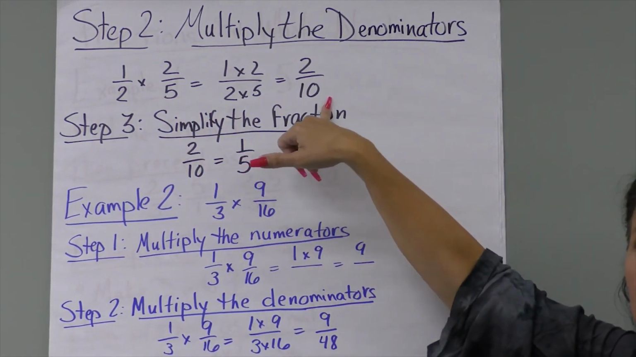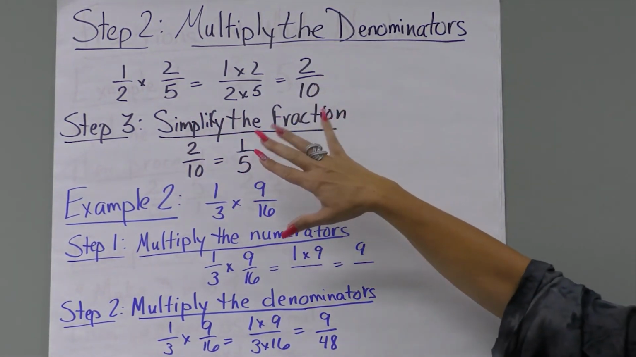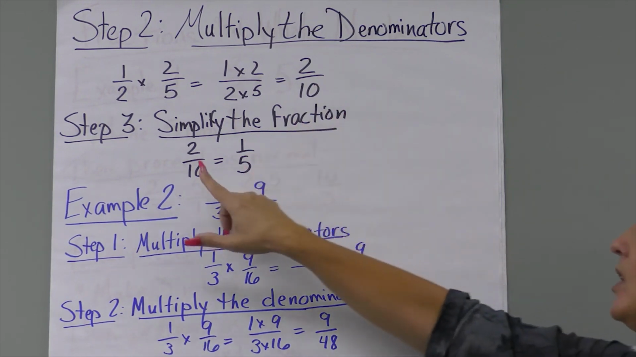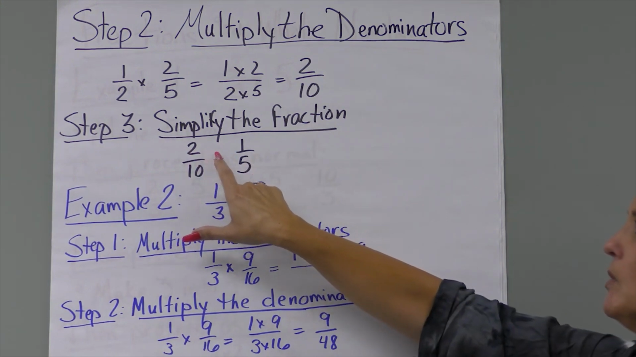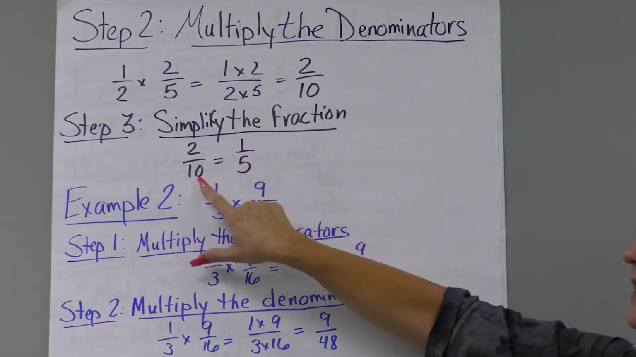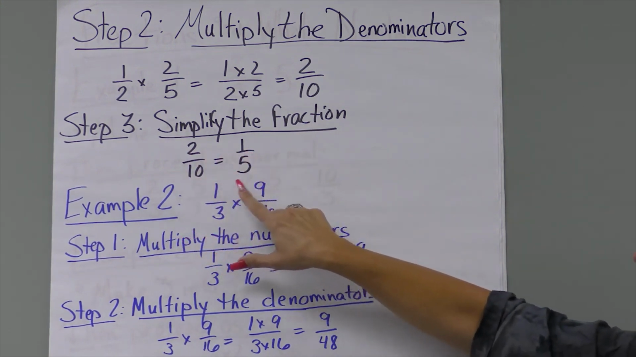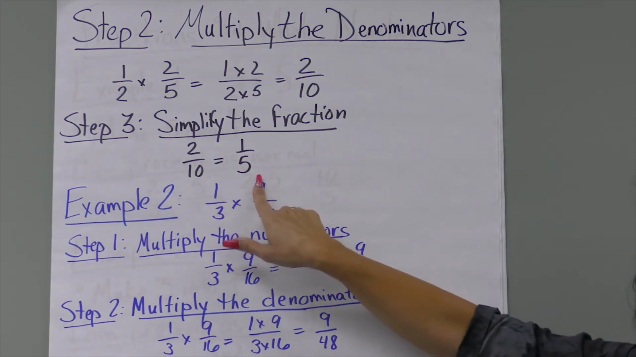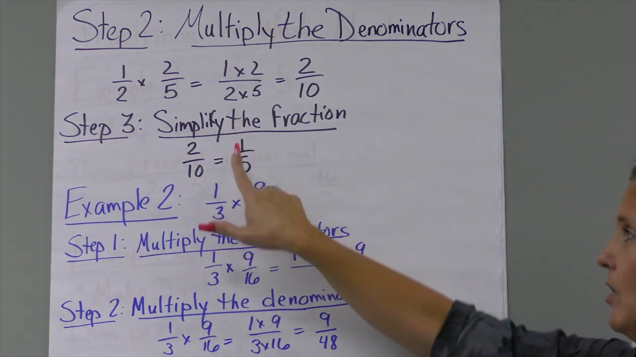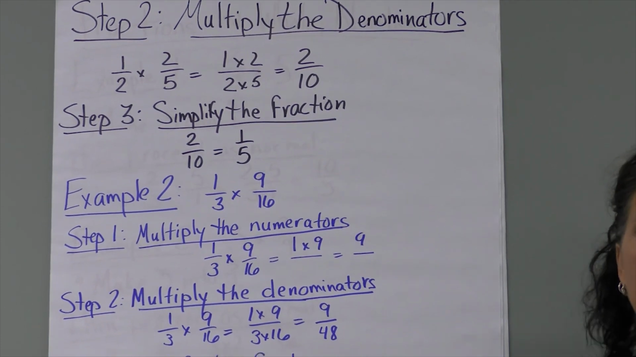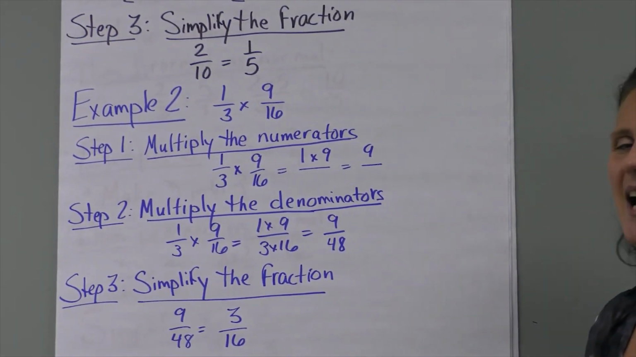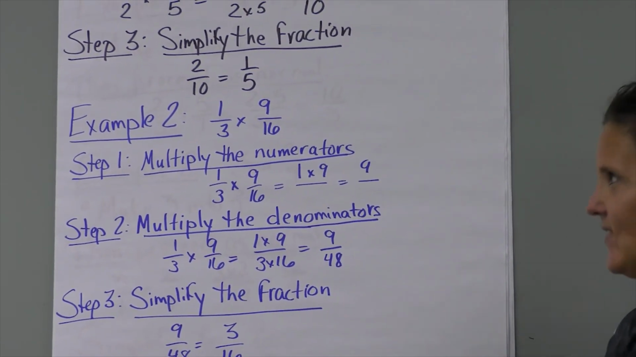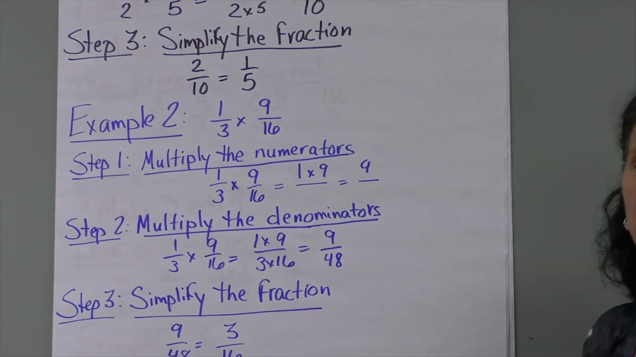But then we have to do step number 3. Step number 3, we have to simplify the fraction. We can reduce 2/10 to 1/5 because 2 divided by 2 is 1, 10 divided by 2 is 5. So 2/10 equals 1/5, and that would be our final answer. Okay, so I have another example. Let's try and see if we can remember the steps. 1/3 times 9/16. So we're going to multiply the numerators.